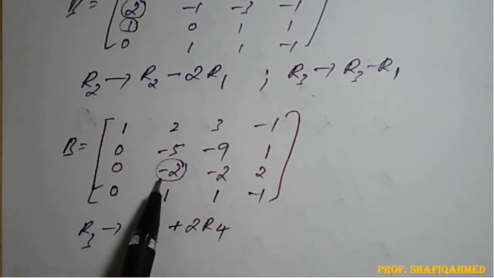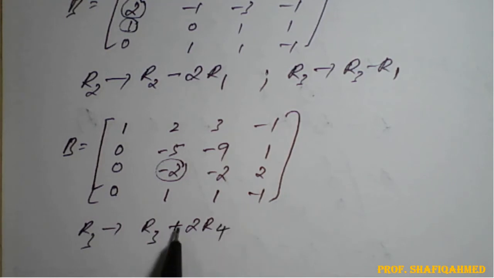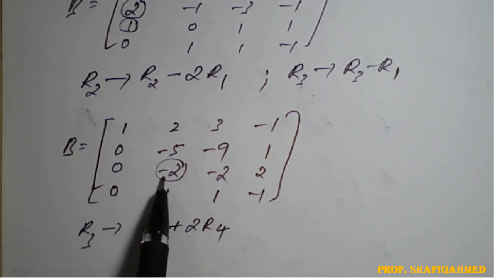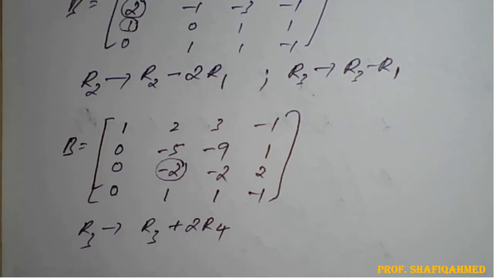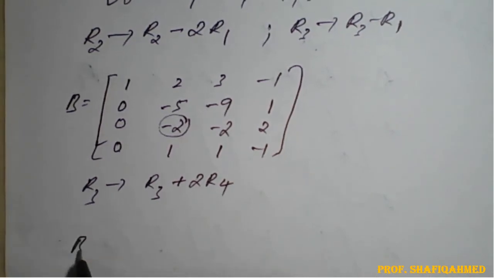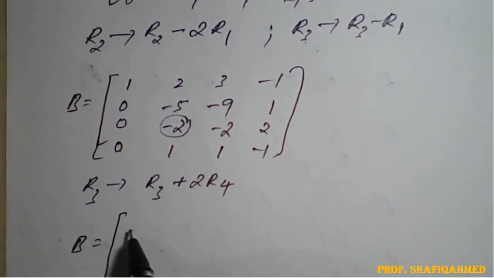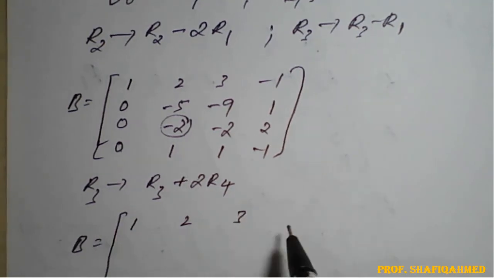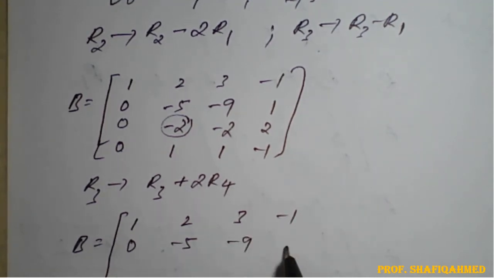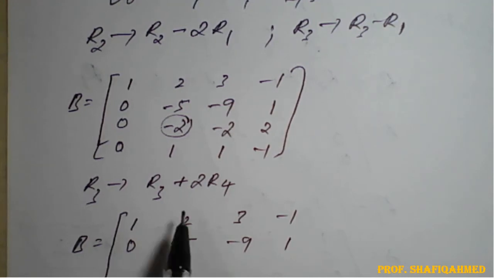R3 plus 2 times R4. If you multiply by 2 in your mind, then minus 2 plus 2 becomes 0, so this element becomes 0. So just observe here. Matrix B will become: the first row as it is, 1, 2, 3, minus 1, then 0, minus 5, minus 9, 1, the second row also as it is, and the third row we need to operate.